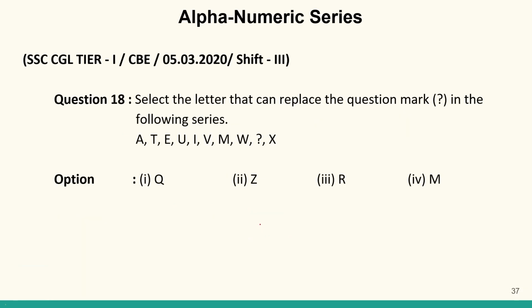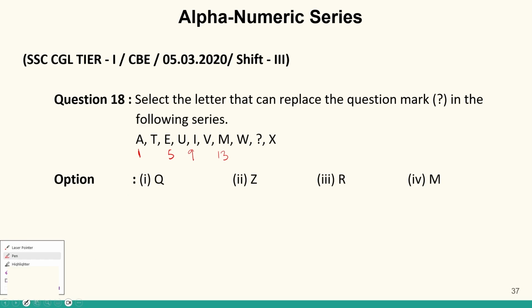Okay. Then this question. A is positioned at 1 and T is positioned at 20. Again, a very big jump. E is positioned at 5 and U is positioned at 21. So again, a very big jump. So just by looking at it, because we solved something similar, I can say that maybe 2 series are being followed. Let us try to find out. So first series, I is positioned at 9. M is positioned at how much? 13.